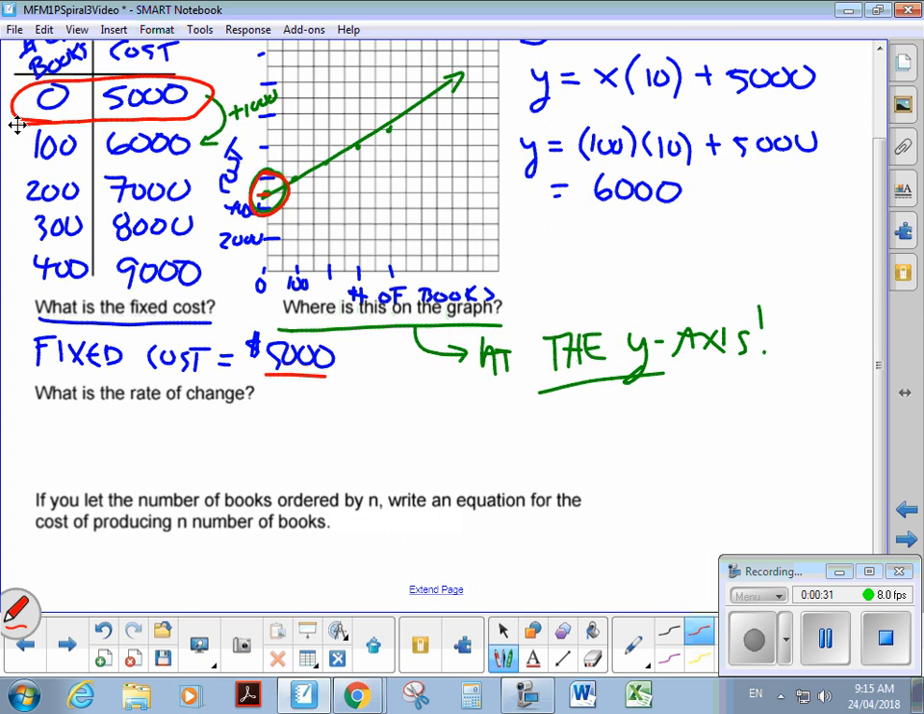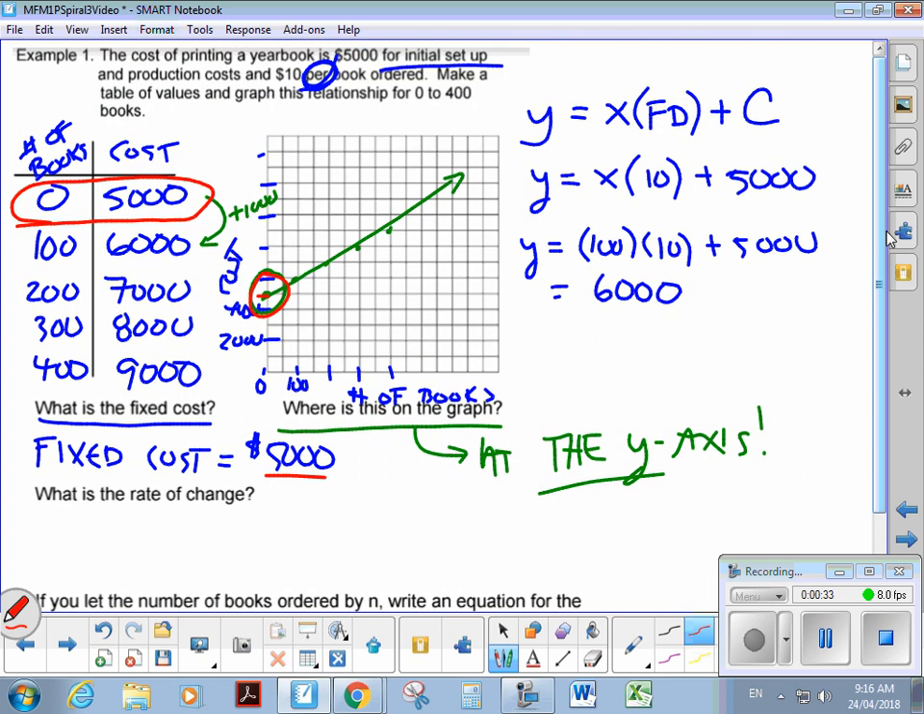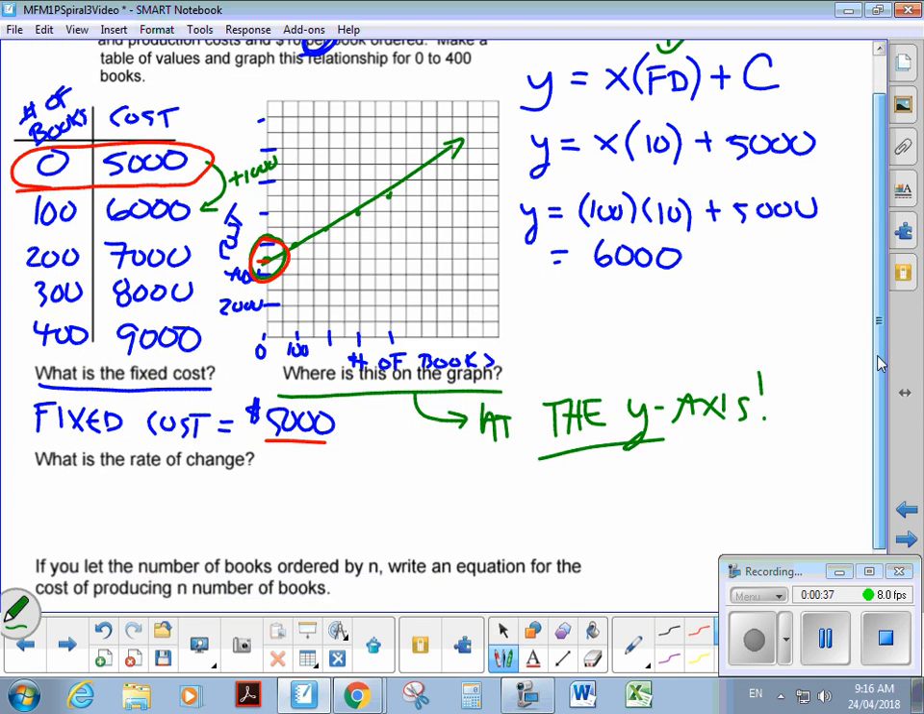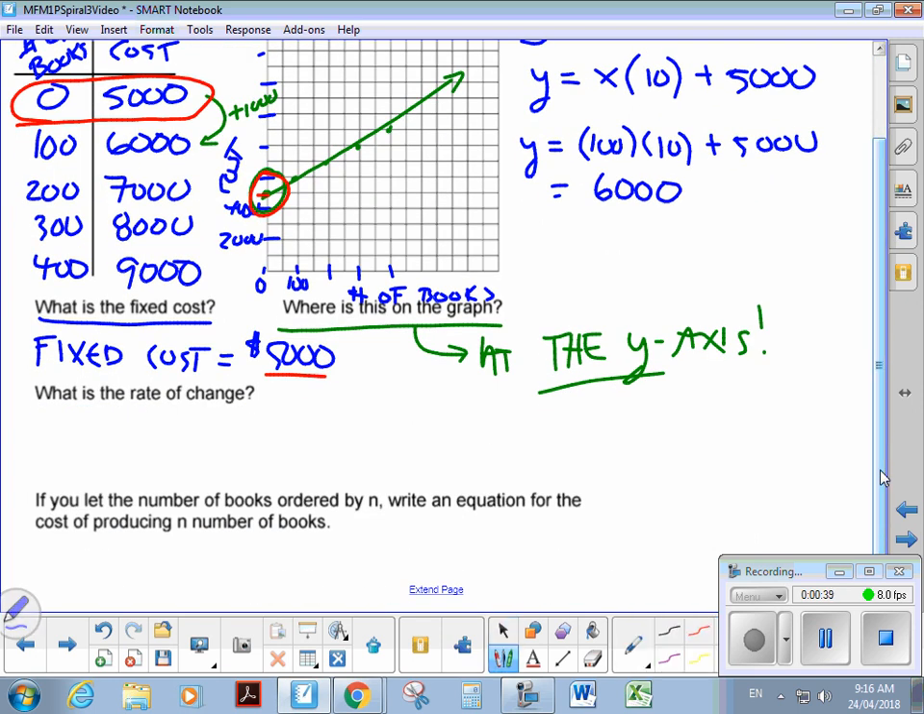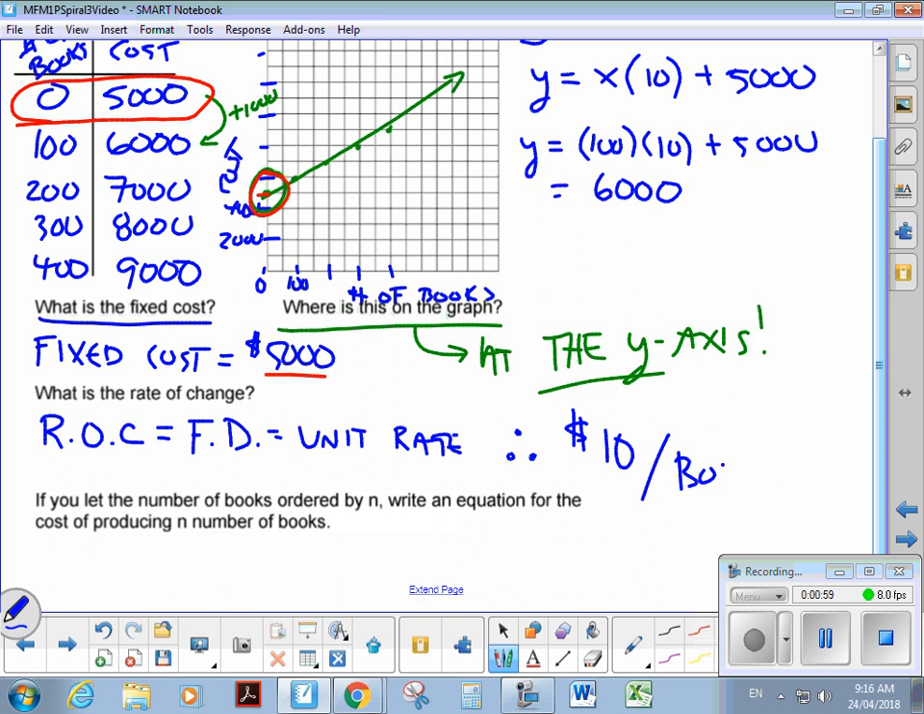Well, we already talked about it up here. Our first difference is our rate of change. Same as in the last lesson, rate of change, ROC, equals FD, first differences. Let's put one more thing in there. Remember, it's equal to the unit rate. So therefore, $10 per book.